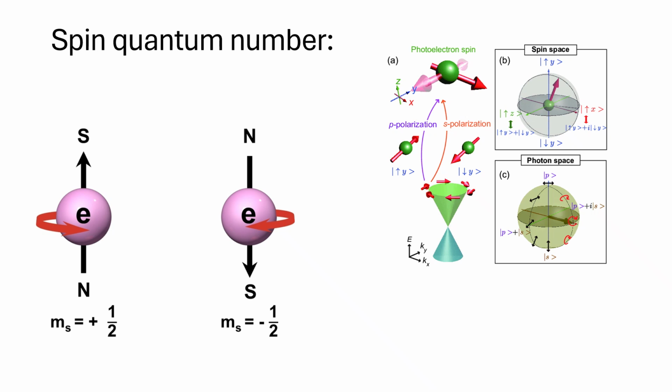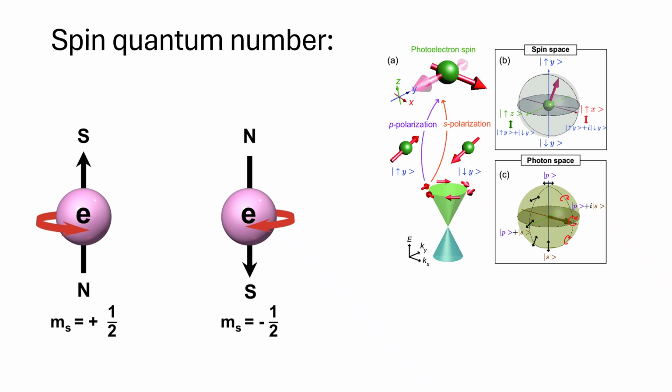Now, calling it spin is a bit of a misleading fact. Electrons don't literally spin like basketballs. If they did, they'd have to rotate faster than the speed of light just to match the magnetic moment we measure. So instead, physicists call it an intrinsic form of angular momentum, a built-in quantum twist that every electron carries.